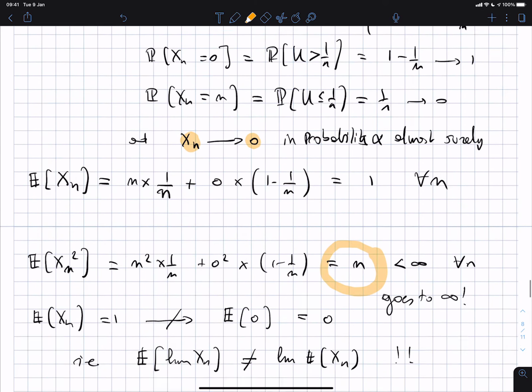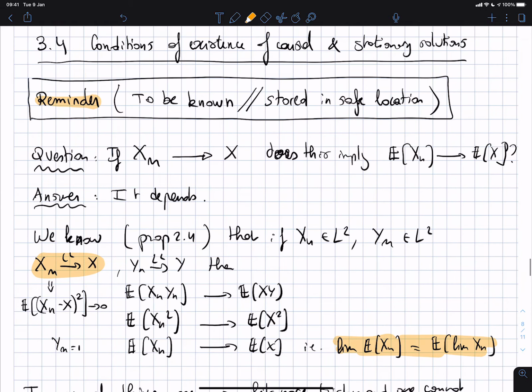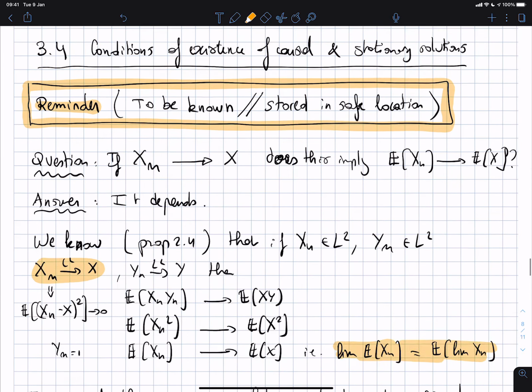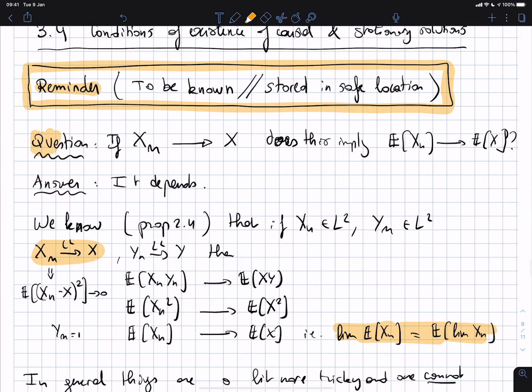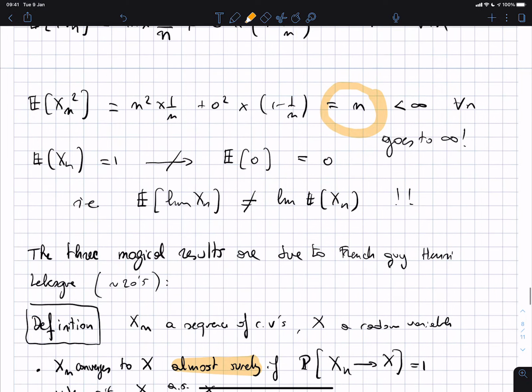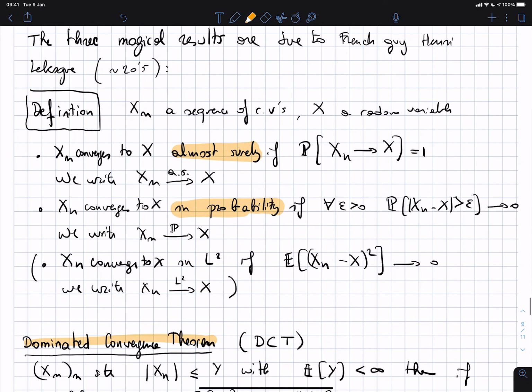So what we've done here is this little reminder. You should keep it safely stored somewhere. I'm not going to type it up, so I'll let you. Either you rewrite it or you just print this out, but it's something you need to know about the possibility of exchanging.